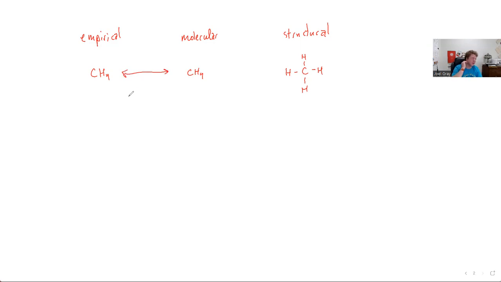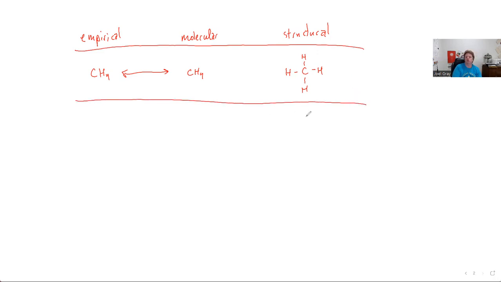Now that's common in some covalent compounds, but it's absolutely common in every single ionic compound. You can't really reduce those down any further. Now, another example, let's go ahead and look at the structural formula for another molecule. Let's go with this right here.